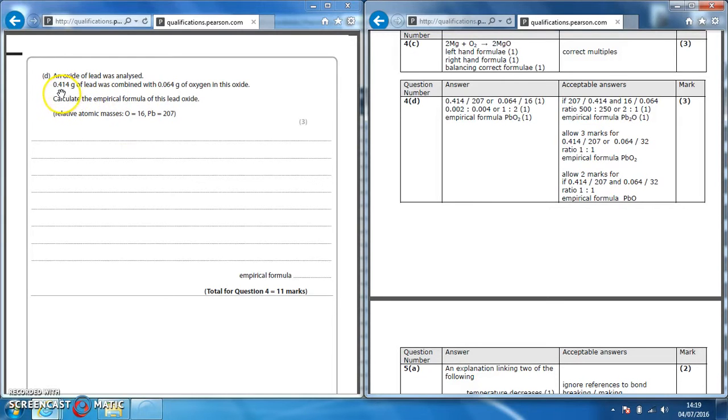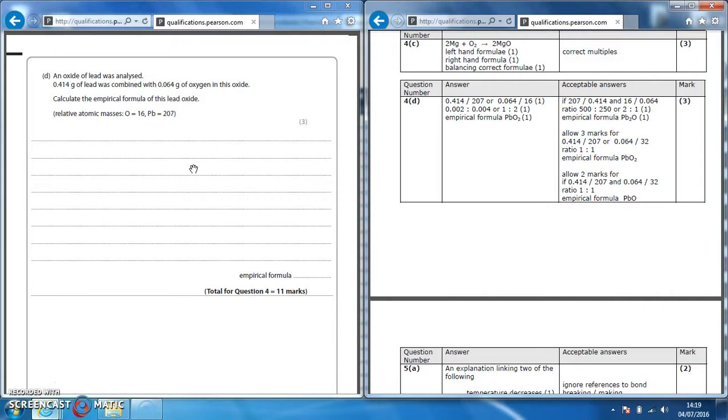So we've got lead as 0.414 grams and oxygen as 0.064. The way I'd usually set this out is I usually write the symbol lead on the left and then oxygen on the right, then start writing what you know underneath it. Don't get any marks for that, but it just helps you. So over on the left I'd write 0.414 and on the right I'd put 0.064.